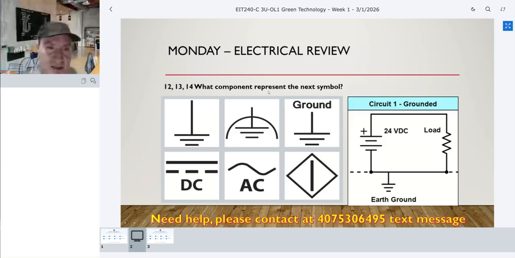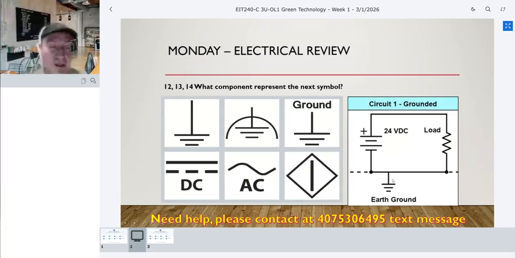If you see the symbol on this side, you see the ground. It's another kind of ground. It's another kind of ground. But you see here the DC. You see the AC. So pretty much in the circuit, you see a complete circuit. You see the source is DC. You see a ground. So this circuit is DC and ground.